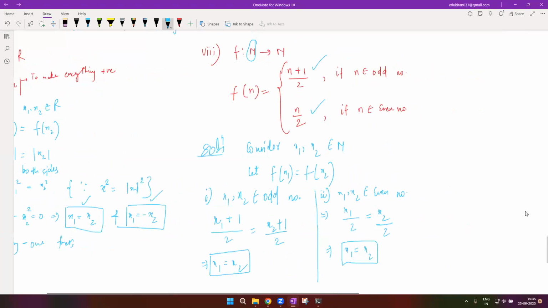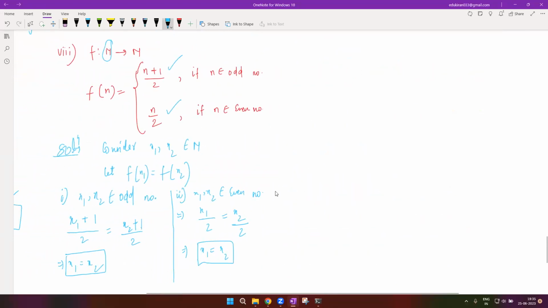Now let's come to the third case. Consider one of them as an odd number. So let's say x1 is an odd number and x2 an even number.